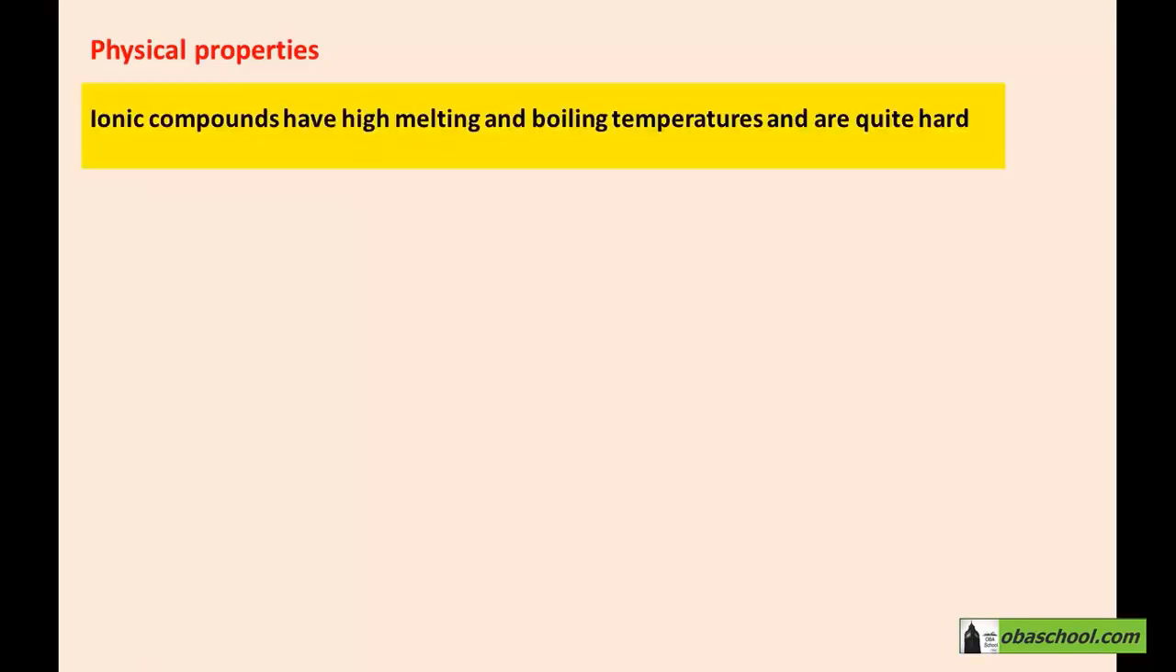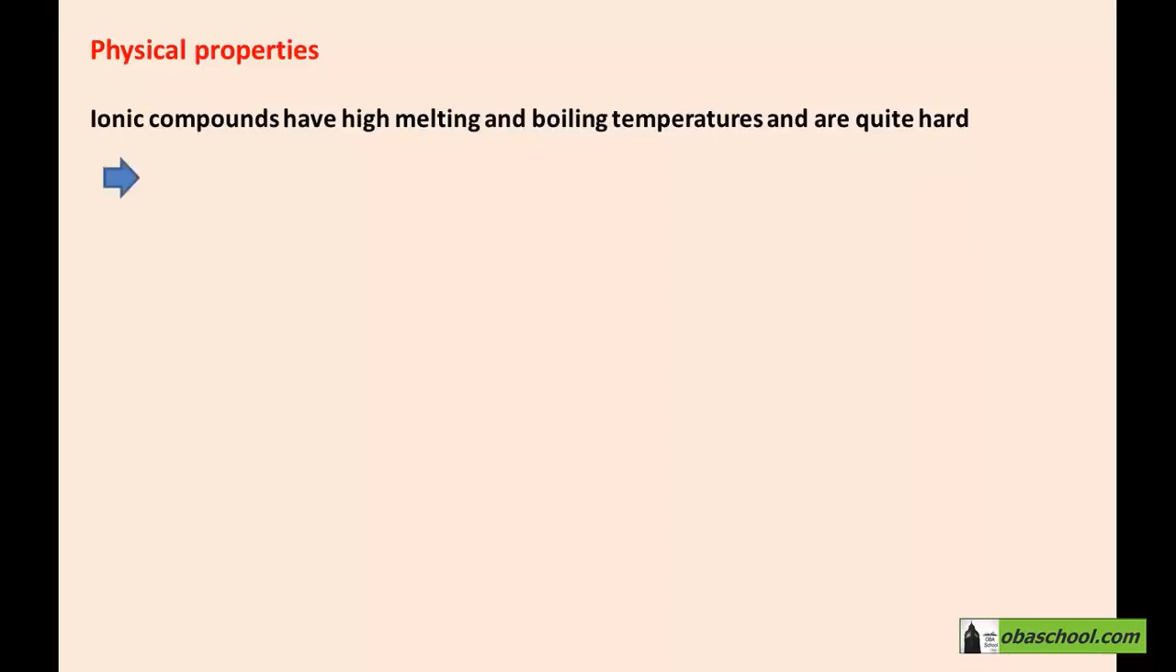Physical properties. In this tutorial, we will learn about the physical properties of the lattice structure. Ionic compounds have high melting and boiling temperatures and are quite hard. So, ionic compounds need a high boiling temperature in order to turn from liquid to gas, and a high melting temperature to turn from solid to liquid.